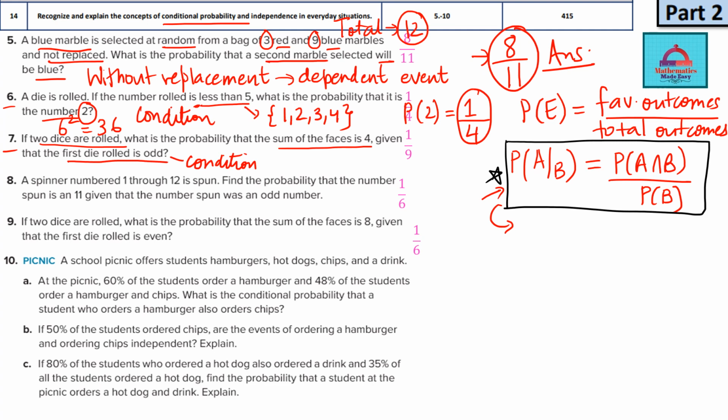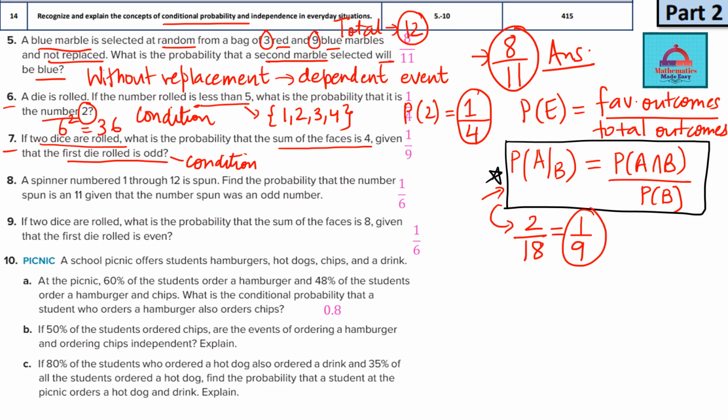So the condition is that the first die rolled is odd. If you see, there are going to be 18 outcomes, and out of that only 2 outcomes are going to have the sum as 4. So if we apply this formula, the numerator comes out to be 2, the denominator comes out to be 18. So on simplification, this gives you the answer 1 by 9 for this question.